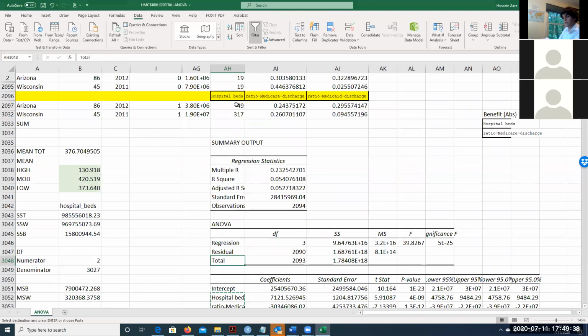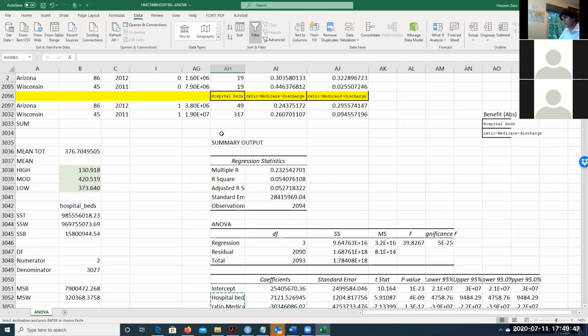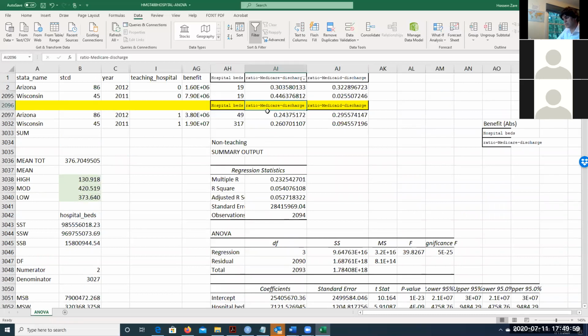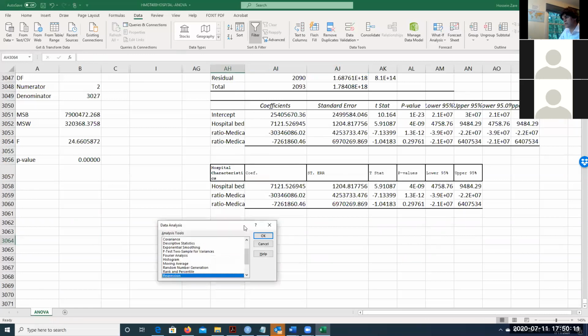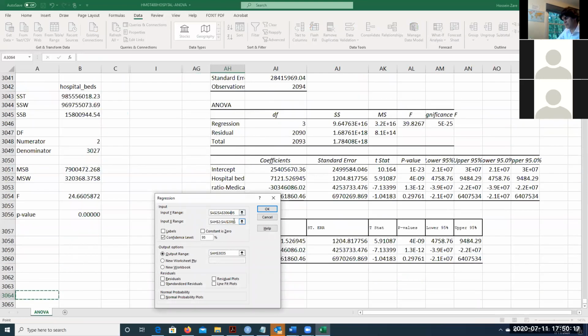And then you can repeat the formula for the second set of this data. I believe we can include this. Let me try. This is for non-teaching, and this is for teaching. Let's see if I go with this one, given smaller, higher. I'd like to try if I repeat the regression for the teaching.